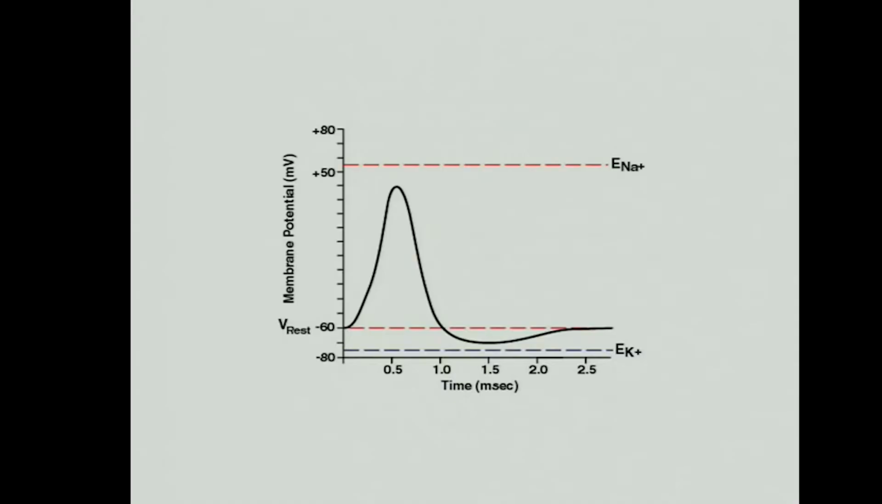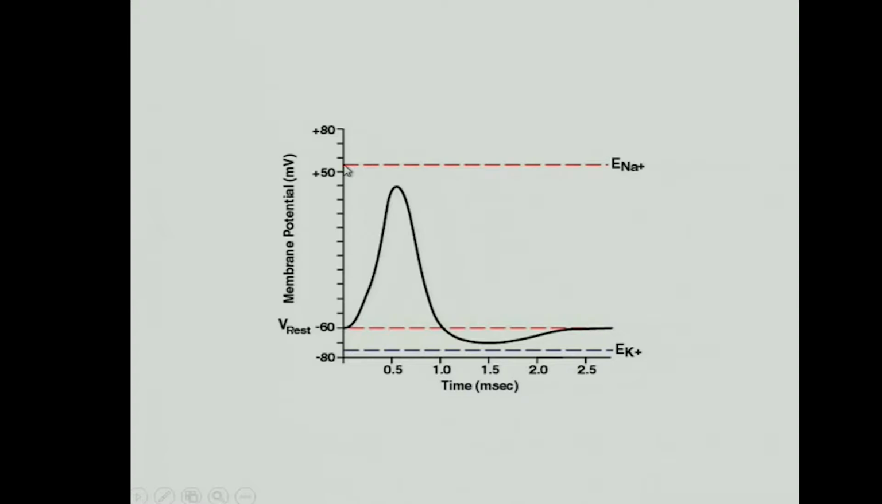Now here's a schematic diagram of an action potential, and it shows the waveform of the action potential that we're going to try to explain as we go along today. And it also shows a number of different key potentials. You see this dashed line here. This is the sodium equilibrium potential, which for this particular neuron is plus 55 millivolts.